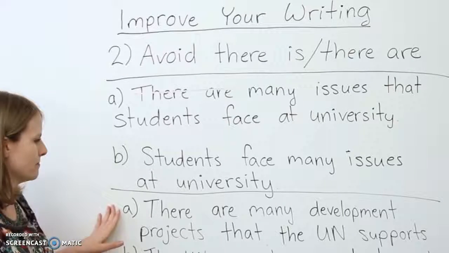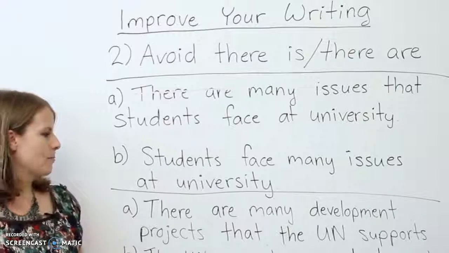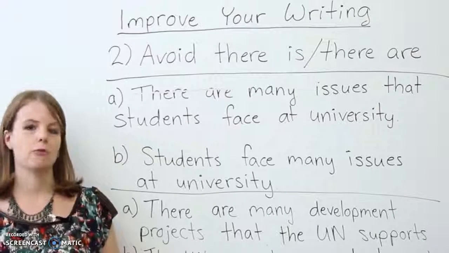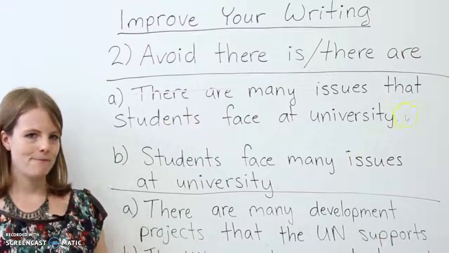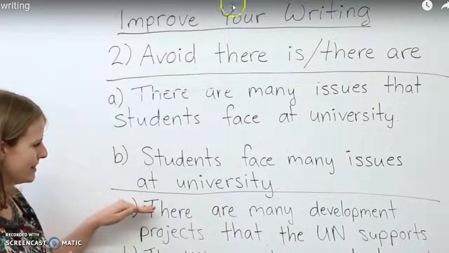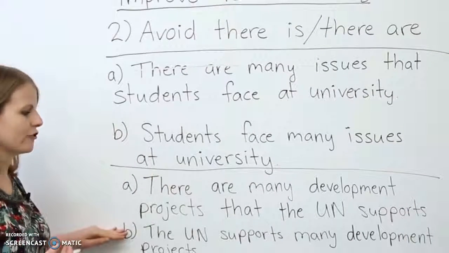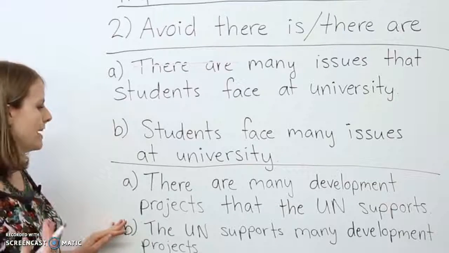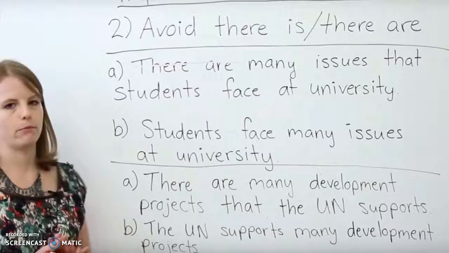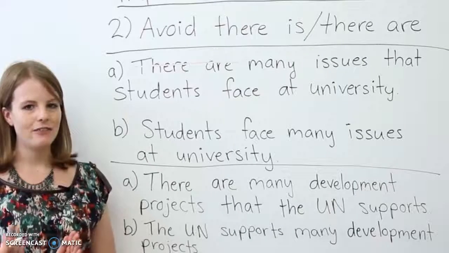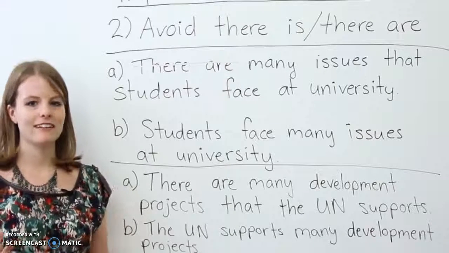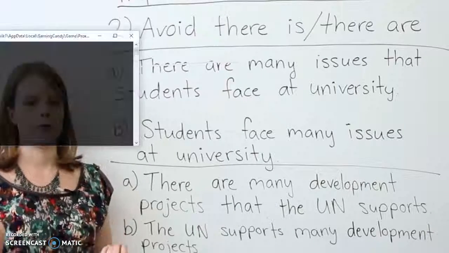A second example, there are many development projects that the UN supports. Okay. Again, we don't need there are. We could just change it to the UN supports many development projects. By getting rid of there is and there are, your sentences become stronger and to the point.